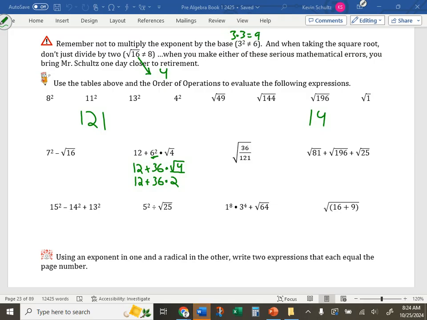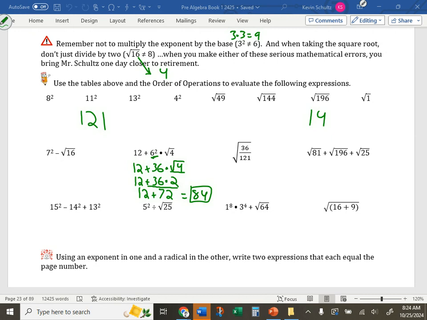P-E-R-M. The multiplication has to happen next. Anyone know what 36 times 2 is off the top of their head? 72. And 12 plus 72 gives you 84 as a final answer. So this objective is going to focus on every single question has some sort of squaring or a root. So you get to practice the E and the R in addition to the other operations too.